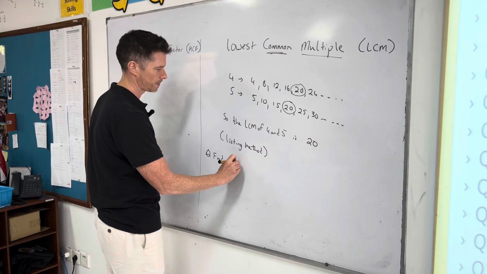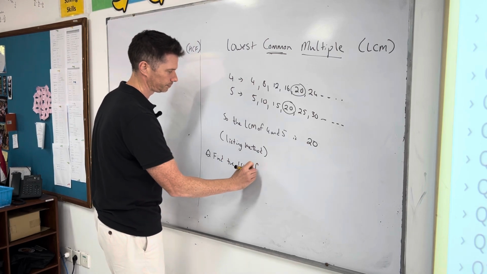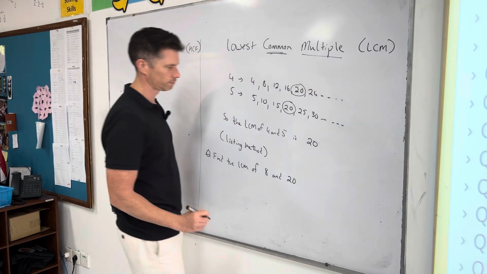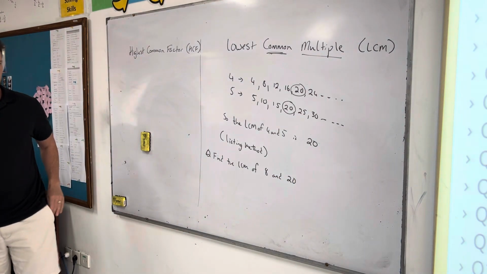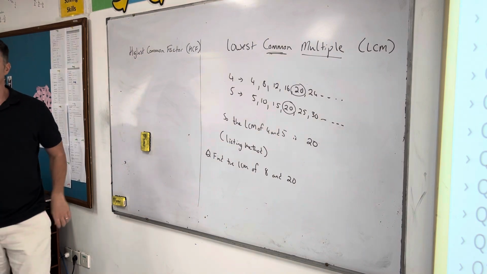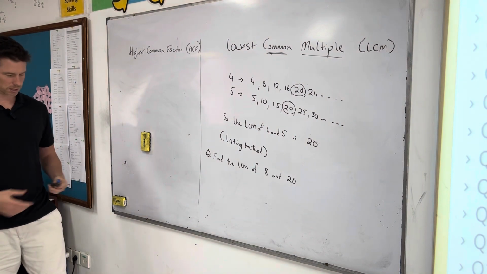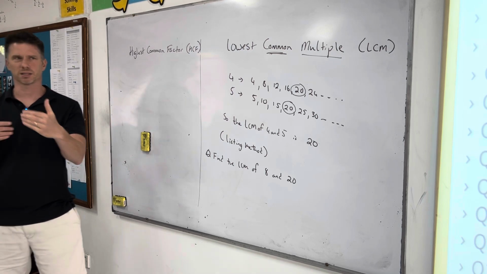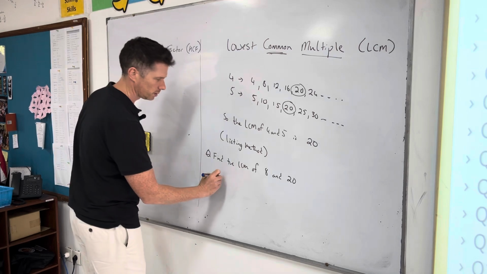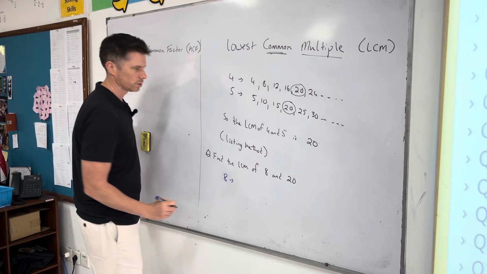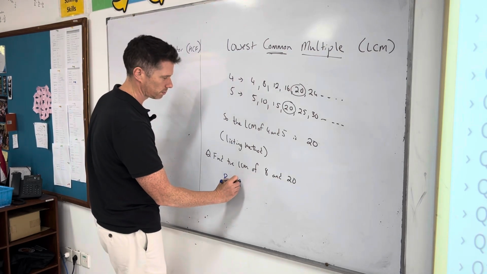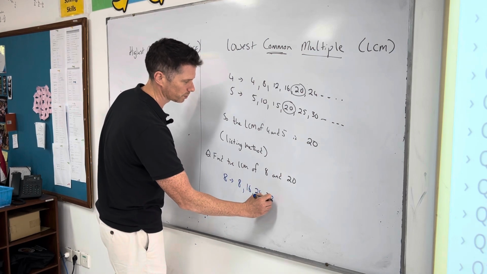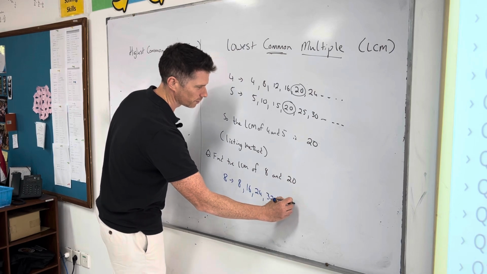Find the LCM of 8 and 20. So my method is, I'll just list the multiples, and then I'll see when I have one in common. So for 8, 16, 24. I'm writing out the multiples, 40, 48.